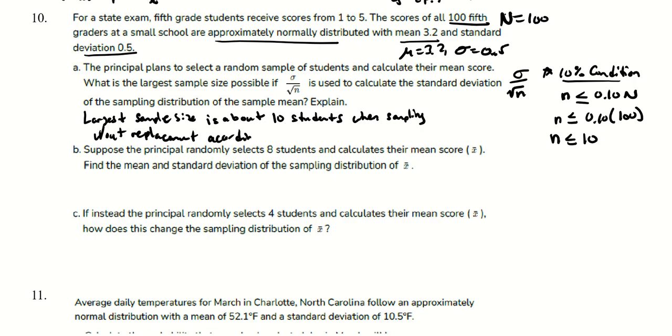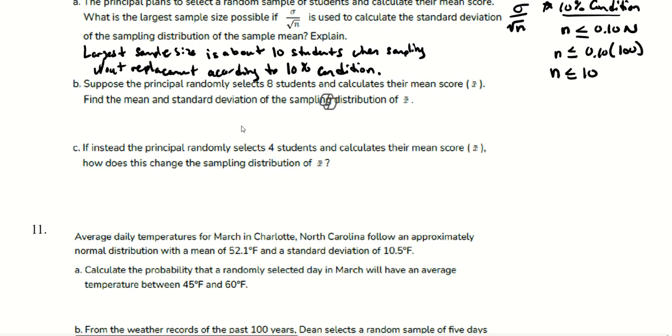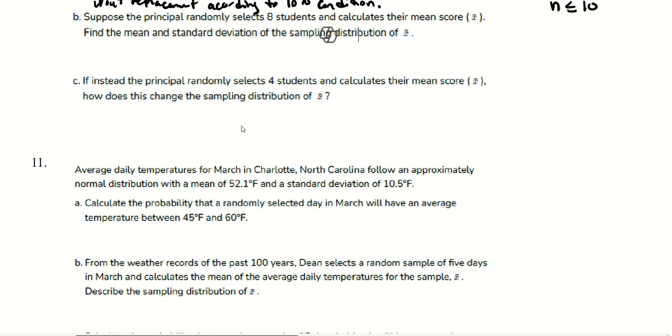According to the 10% condition. Okay. All right. Suppose the principal randomly selects 8 students and calculates their mean score. Find the mean and standard deviation.